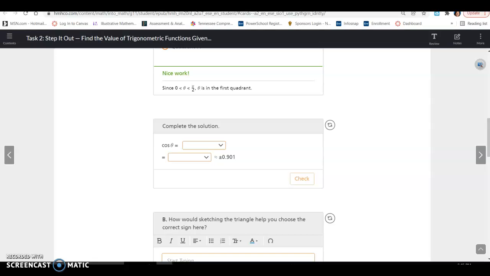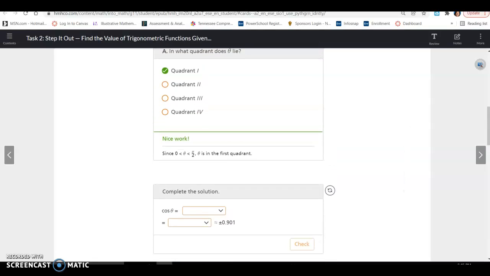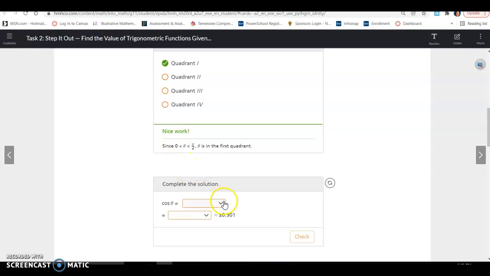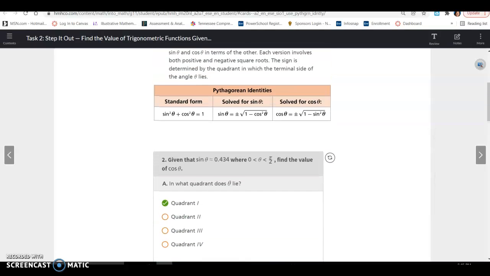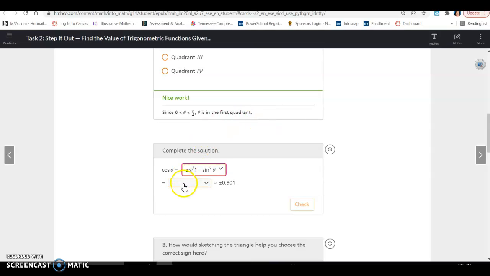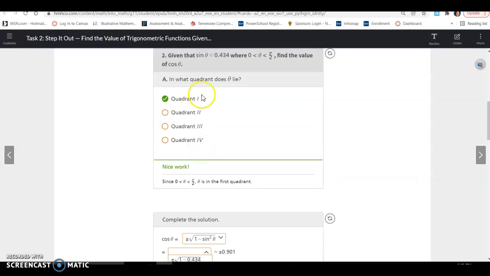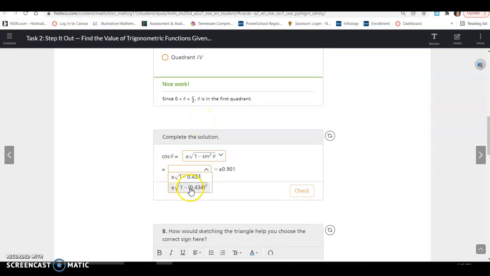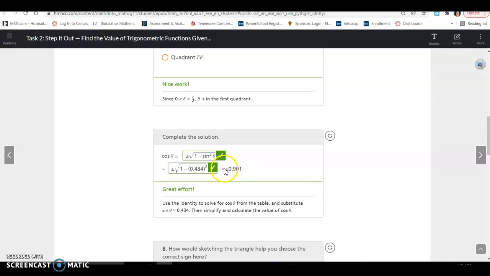All right, so complete the solution. So the cosine of theta equals plus or minus the square root of 1 minus sine squared of theta. So that's just the formula. That's how we rewrote up here. We rewrote the Pythagorean identity, and that's what we did. And we can use that to find this value. So I can take my calculator and plug it in, and I'm going to plug in the value that they ask us to find, which is right here, 0.434. So if I plug that into this equation, then I'm going to get this answer.